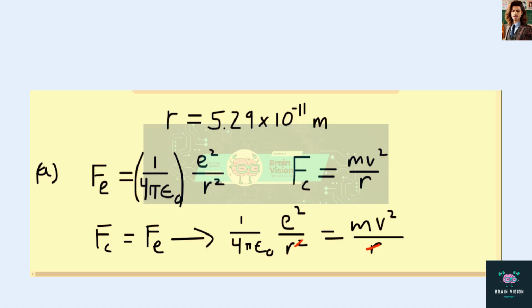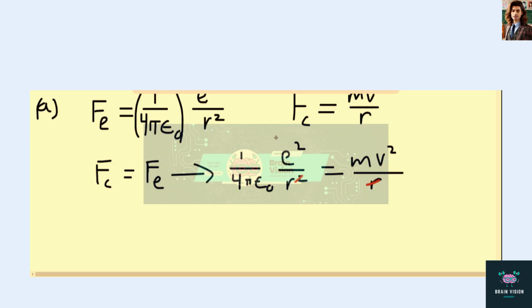And then rearranging this equation to solve for v, we find that v is equal to the square root, since it's squared, we have to square root, of e squared divided by 4 pi epsilon naught times the mass of the electron, which we're using in kilograms here. So this is 9.11 times 10 to the minus 31 kilograms, multiplied by r, the Bohr's radius.